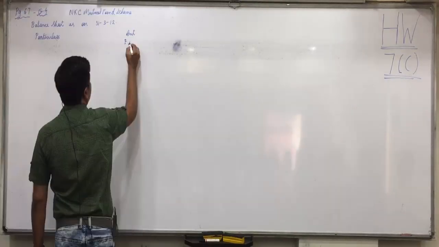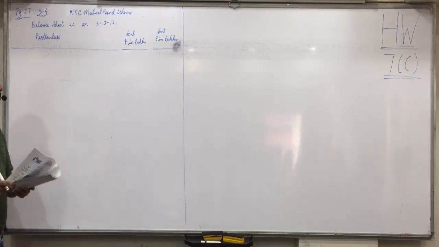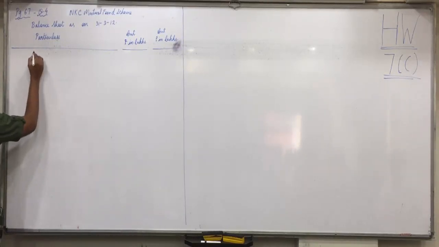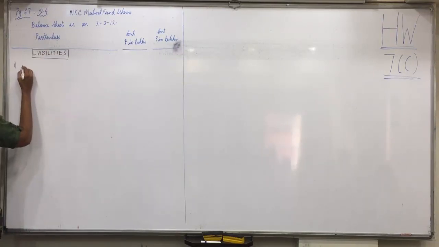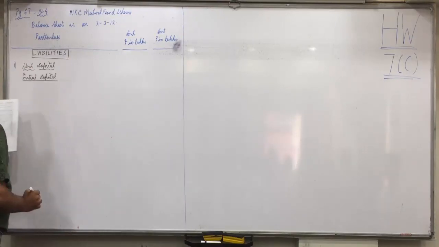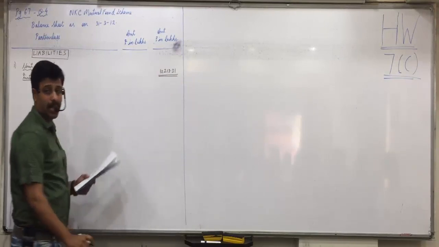NKC Mutual Fund. Rupees in lakhs you will mention. Make the formats, everyone. Now be attentive. Be careful with the figures because they are in decimals. So very first, liabilities. Very first you will have unit capital. In that, initial capital 10213.31. Double underline, not to be included in the total.